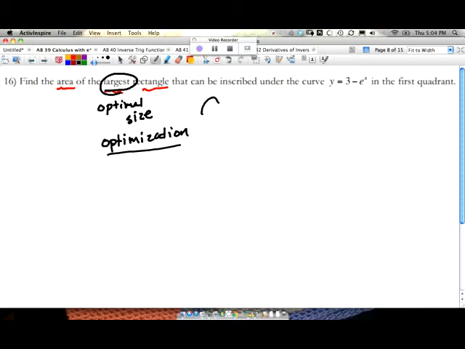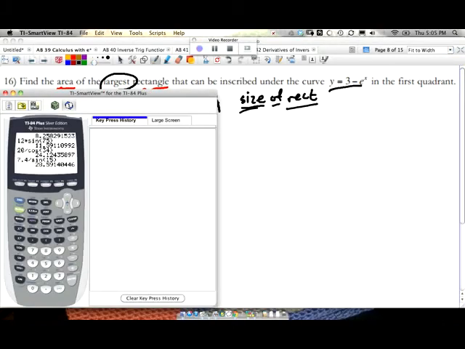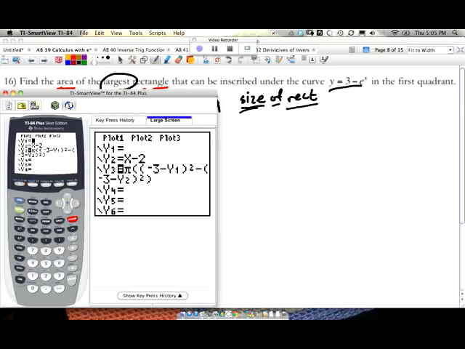So how do I do that? That means derivatives. That means maximums. So I got to take the size of the rectangle and I got to make it a maximum size. Okay, so let's see what we would start with. So we got 3 minus e to the x. Let's graph that. I'm going to go to my y equals here. And I got a whole bunch of things. Let's change this to a large screen so you guys can see. I'm going to clear that one off, clear the next one off.